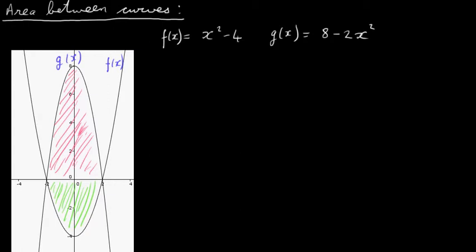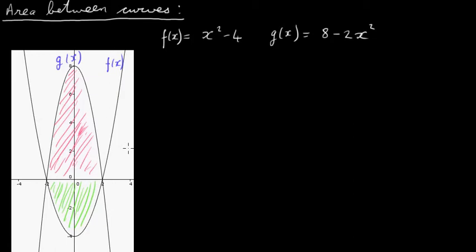Okay, so in this video I'm going to have a look at the area between two curves. And I have the two curves drawn here. One is f of x, that's this one here, that's x squared minus 4. And the other one is g of x, which is this one here, an inverted parabola, and that is 8 minus 2x squared. I'm going to have a look at the area in between, this purple and green area added.